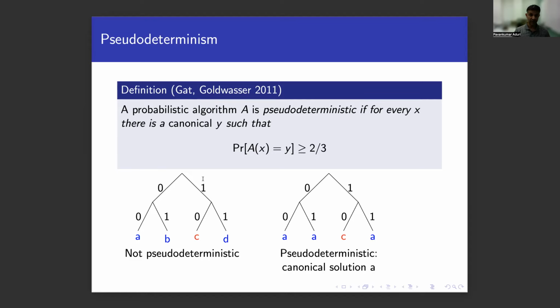Pictorially, to illustrate, the algorithm here on the left is not pseudodeterministic because different random choices lead to different correct outputs like A, B, and D. Whereas on the right side, this is a pseudodeterministic algorithm. Almost all the random choices lead to the same canonical output A.